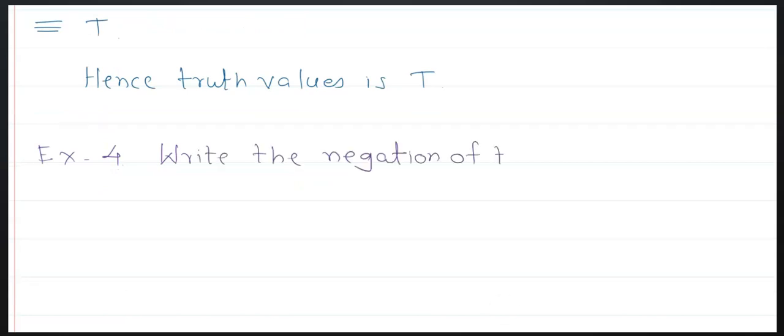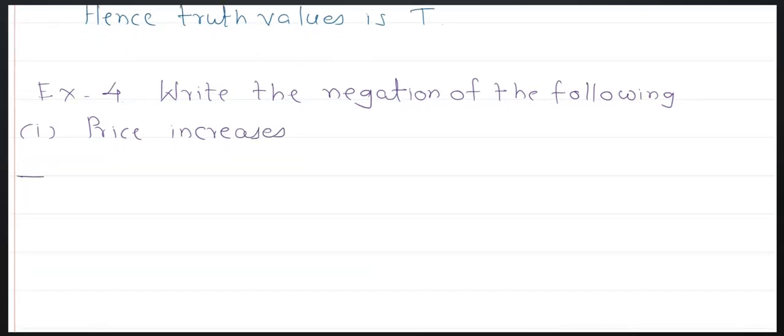Write the negation of the following. First, price increases. Simple, price does not increase.